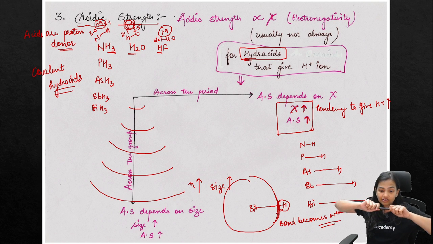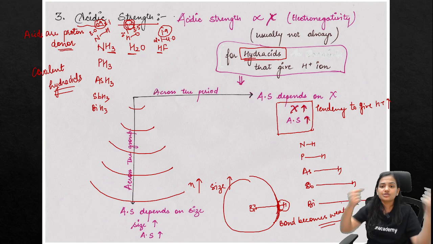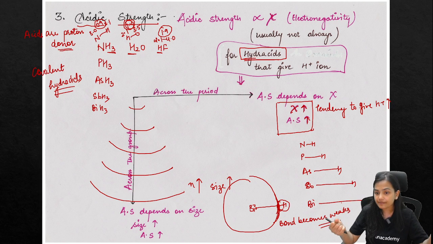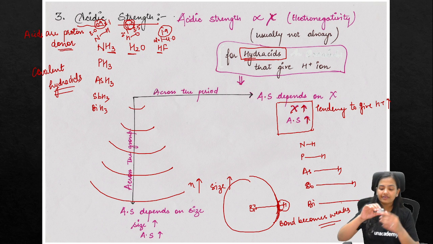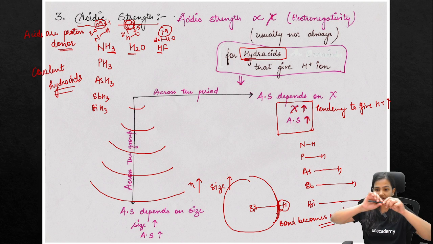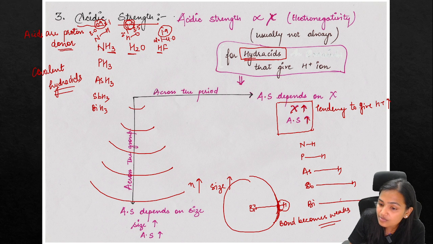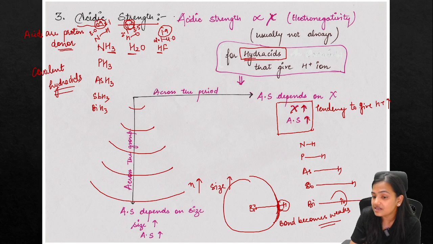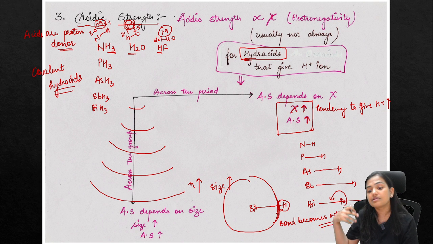So guys, as the bond length increases, it becomes easy to break that bond. If I'm talking about a very small bond, is it easy to break it? No. But if the bond becomes larger in length, it becomes easy to break it. So here this bond is going to be broken very easily, and therefore this will give you H positive relatively easily, and this will be more acidic.